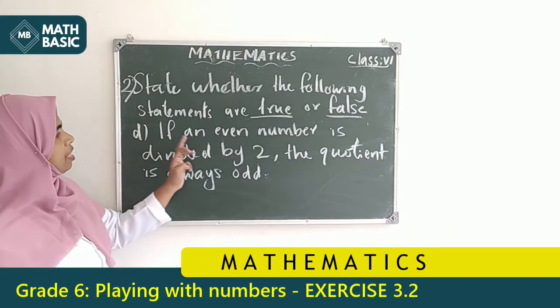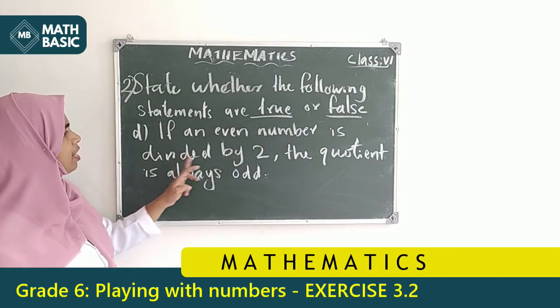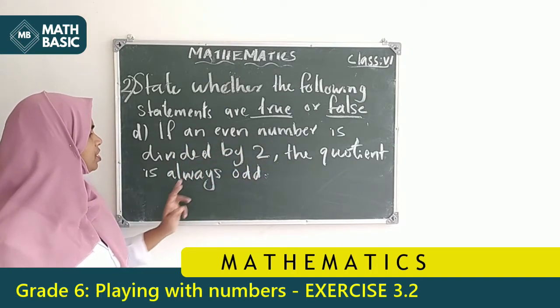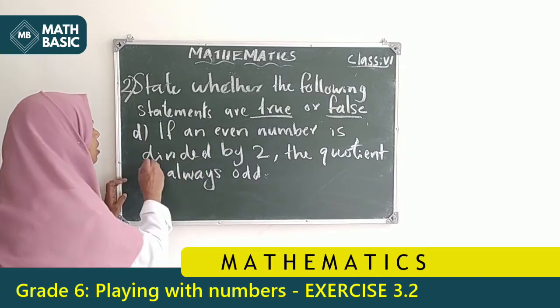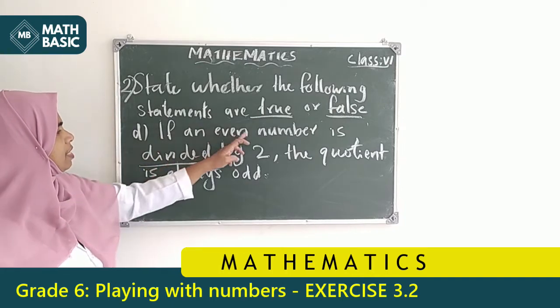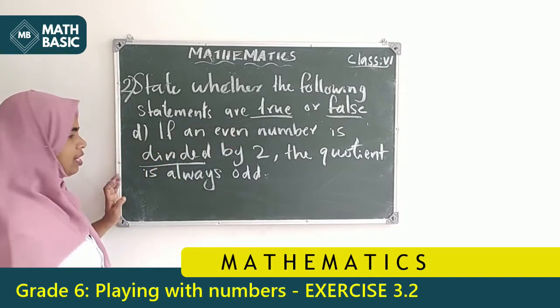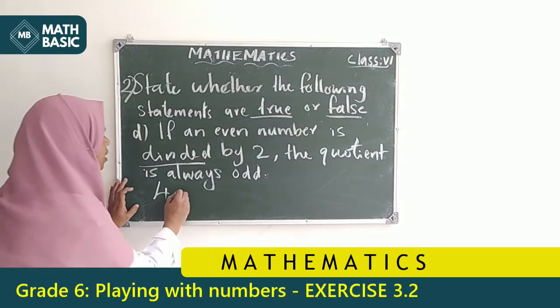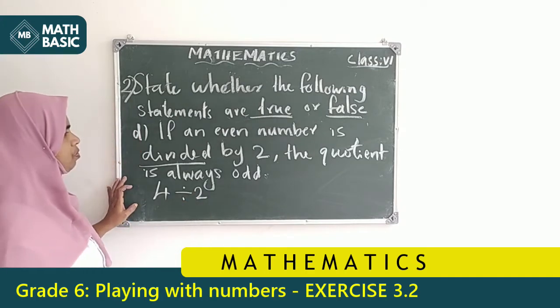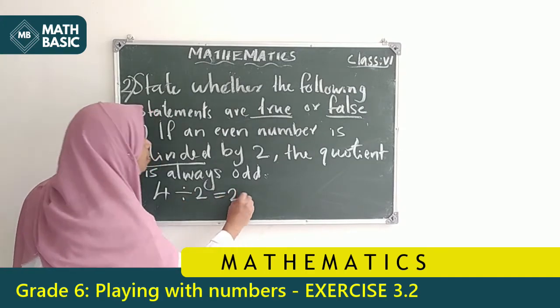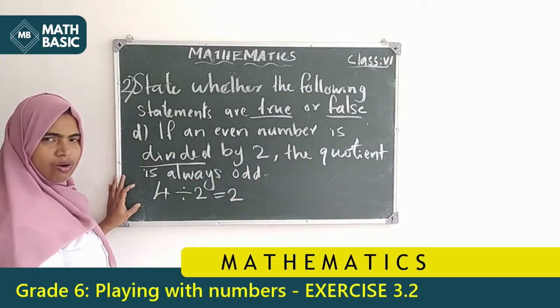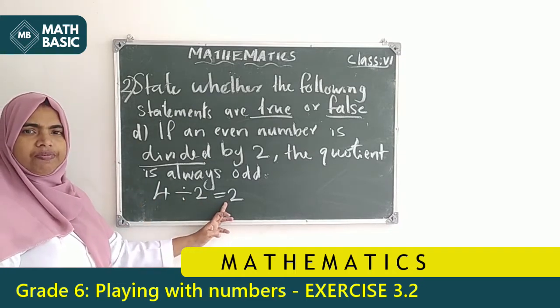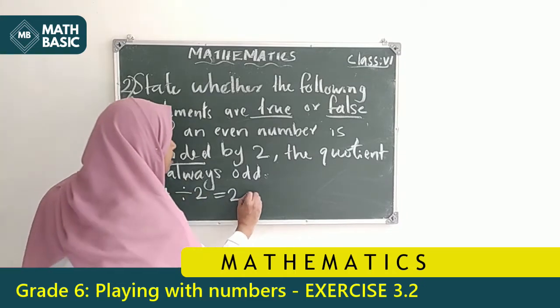Question D. If an even number is divided by 2, the quotient is always odd. Here, division. If an even number is divided by 2, take an even number 4. 4 divided by 2 equals 2. The quotient is always odd number? 2 is odd or even? 2 is an even number.